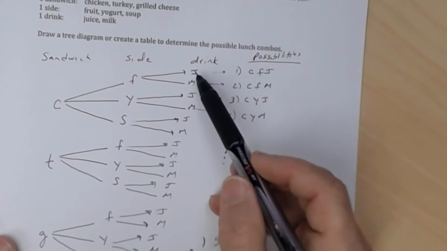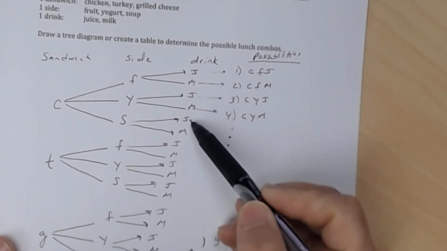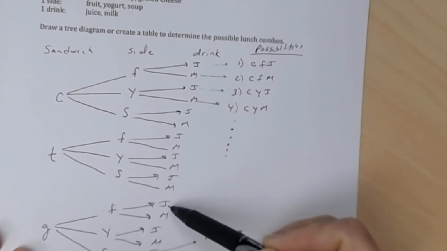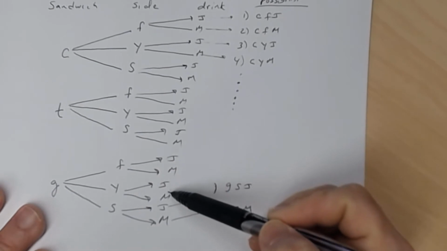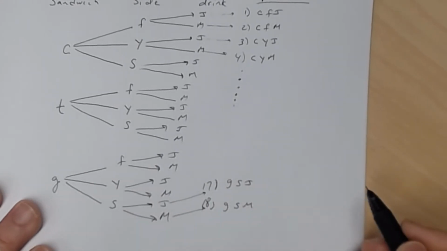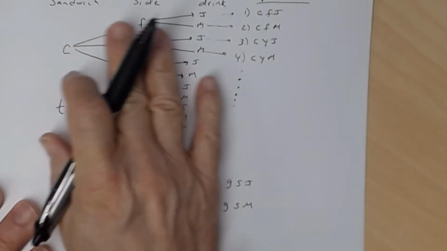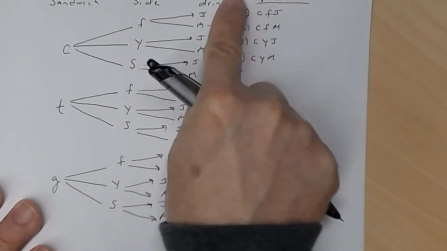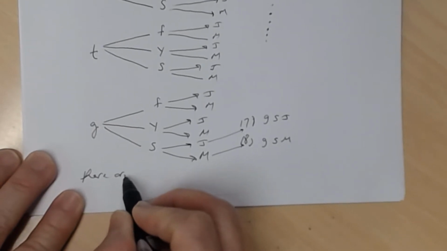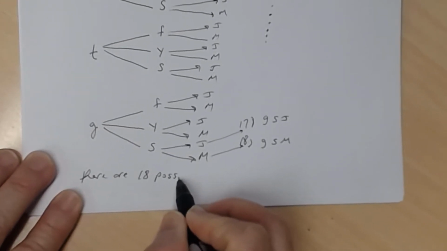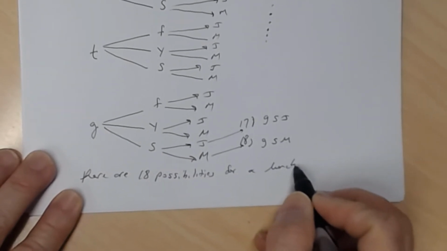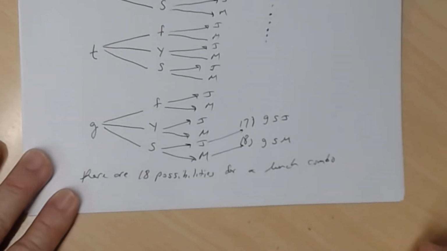So if I count these, that's number 1, 2, 3, 4, 5, 6, 7, 8, 9, 10, 11, 12, 13, 14, 15, 16. This is number 17, and this is number 18. So how many possibilities are there for a lunch combo? There are 18 possibilities for a lunch combo.